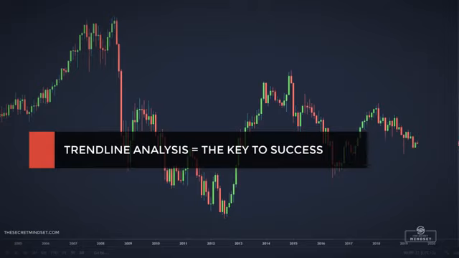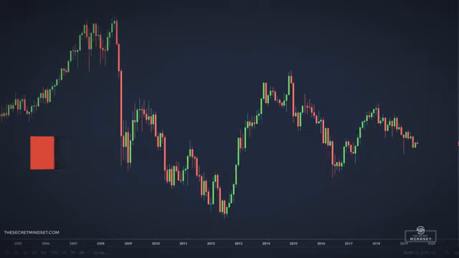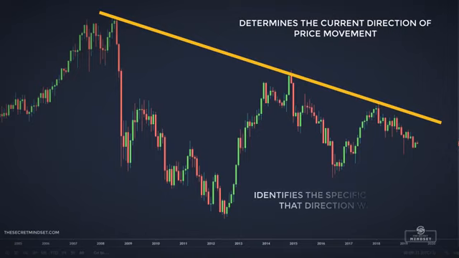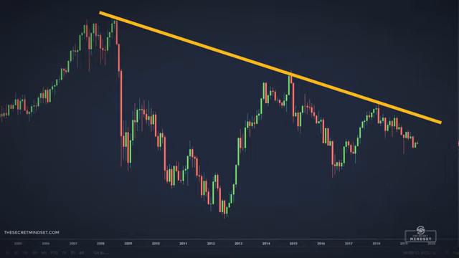Trendline analysis is often underestimated by traders because it is perceived as being subjective. A trend line determines the current direction of price movement and often identifies the specific point at which that direction will change. I would say that the trend line is the most popular and recognized tool of chart analysis.